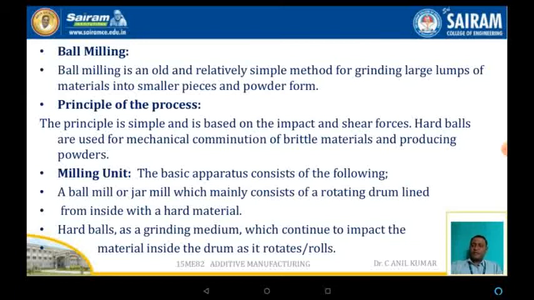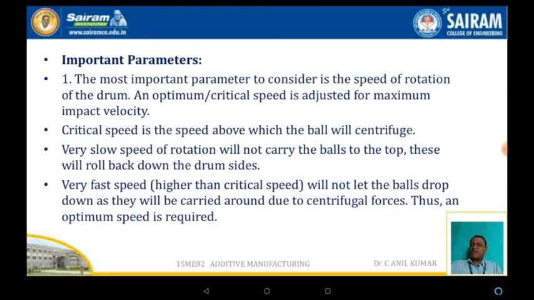Milling unit. The basic apparatus consists of a ball mill or a jar mill, which mainly consists of a rotating drum containing a hard material, which is nothing but the balls. The hard balls act as a grinding medium, which continue to impact on the material inside the drum when the drum rotates at higher speeds.